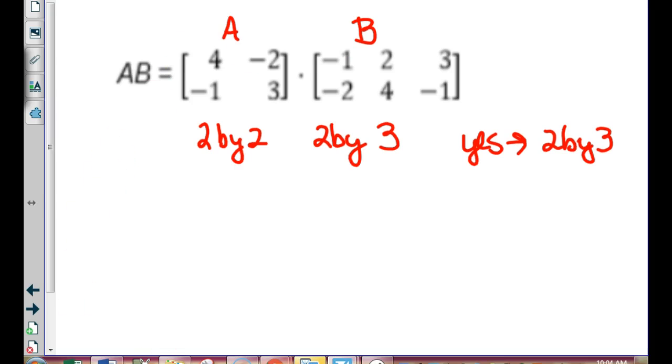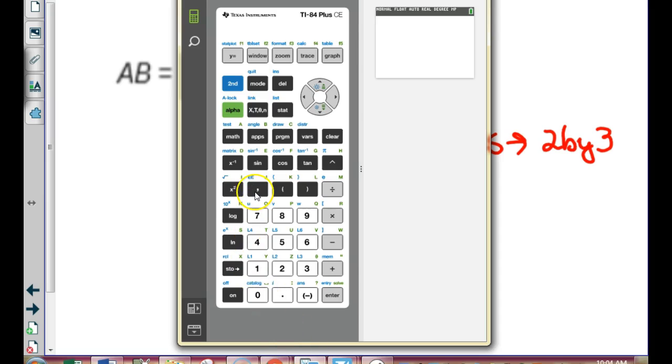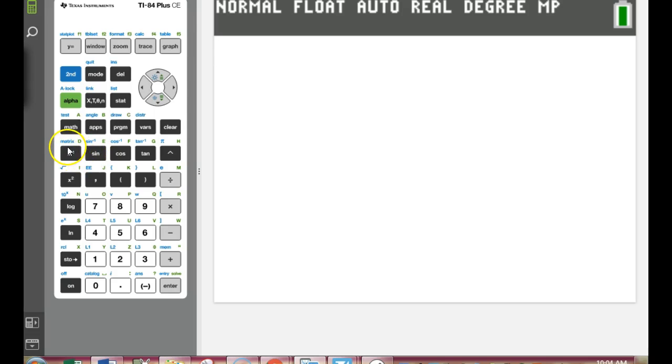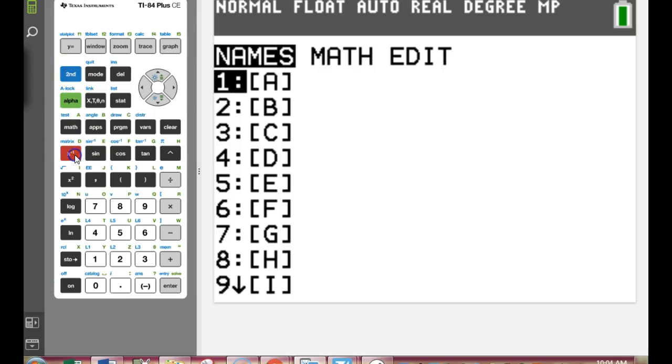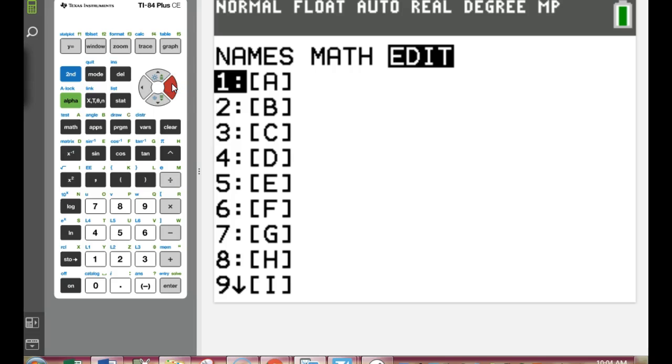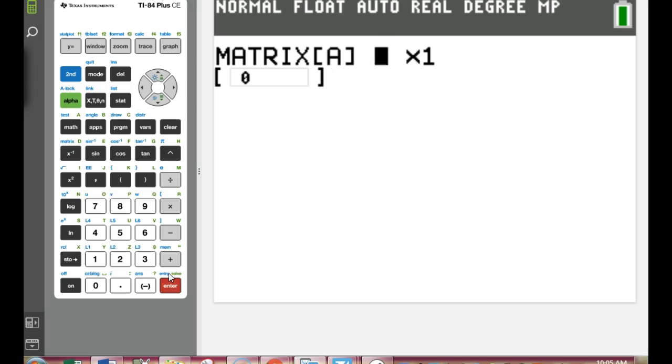All right. So on your calculator, do you see where it says matrix, anybody? Yeah. It is here. Okay, it's under the math button, the one below it. So we're going to do second and then that button. And to enter a matrix, you have to go to edit. So we're going to arrow to the right twice. And the first one I want to do is matrix A. Now you could have something in here, but we want to put in our new one, which was a 2 by 2. So I'm just going to type 2, enter 2.